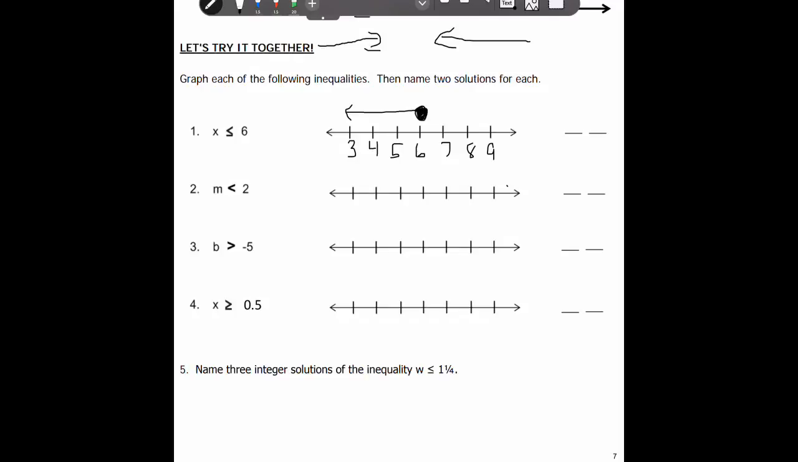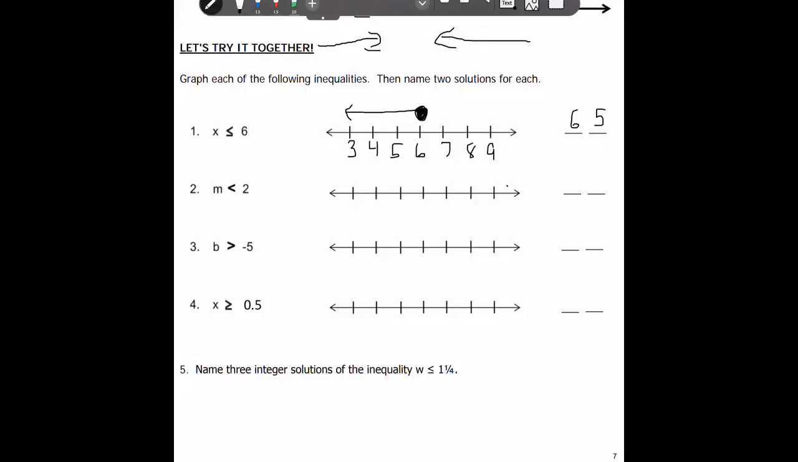Now let's name two solutions for each. So what this ray is telling us is that all values to the left and including 6 are solutions to this inequality. So I will say that 6 is a solution and so is 5, the next integer after 6 heading in the left direction.